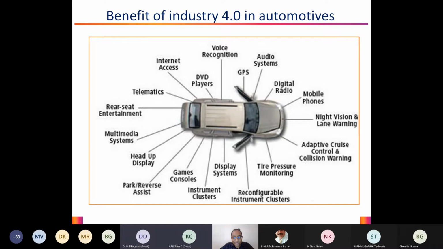One simple example I have taken with respect to the automotive sector: if you can see this picture, this is a normal car these days that we see in the market. This particular car is fully loaded with so many embedded systems. You can see many labels here: digital radio, audio system, GPS, voice recognition, DVD player, telematics, multimedia system, display system. There are so many things getting into this particular car now, right?